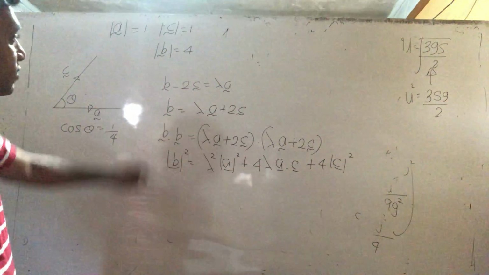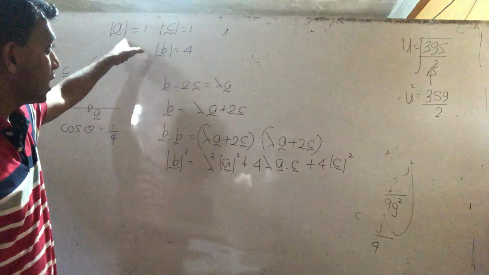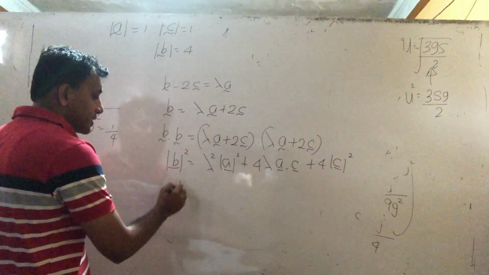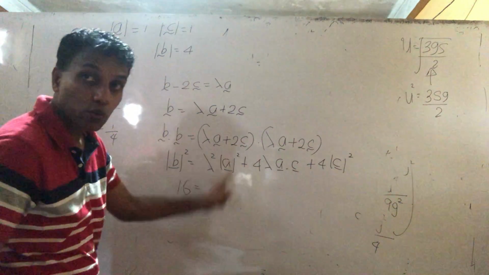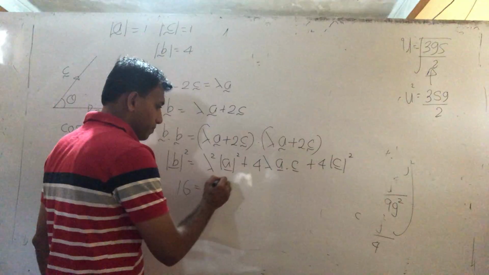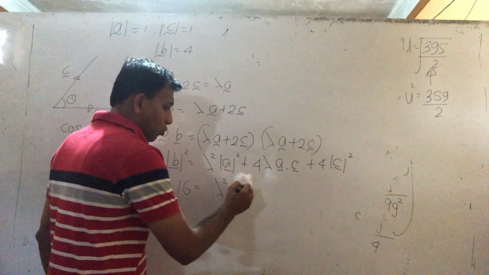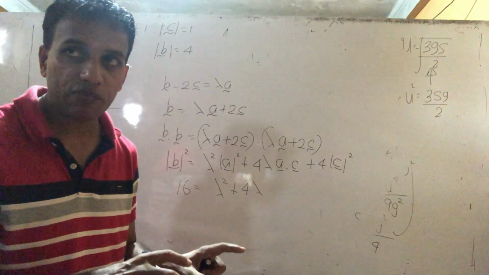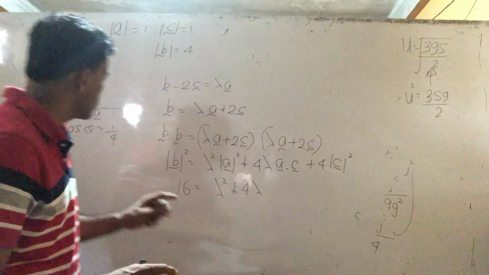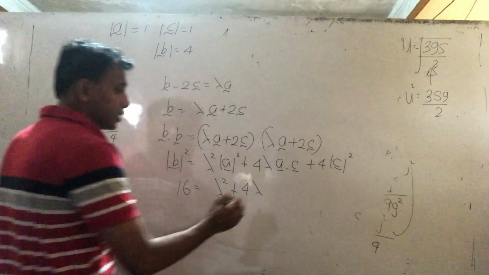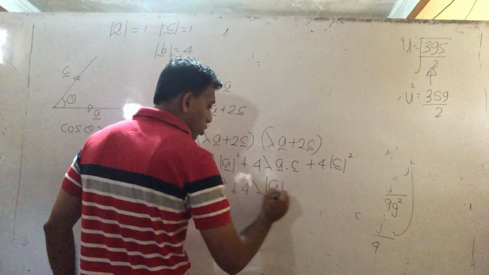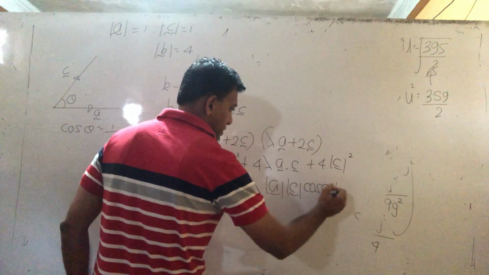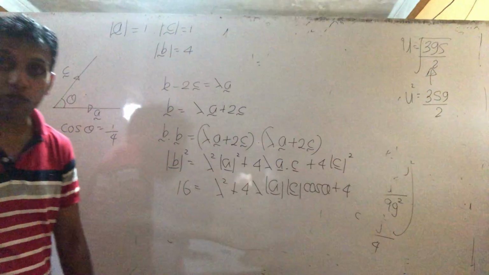Okay, now what they have given in further detail: mod B is 4, the other 2 are unit vectors. So apply the values. Mod B is 4, so the square is 16. Here A is 1, therefore lambda square, plus 4 lambda. What is A dot C? That's the application of the dot product. A dot C, the angle is also given there. That is mod A mod C into cos theta. Mod C is 1, therefore 4, right?